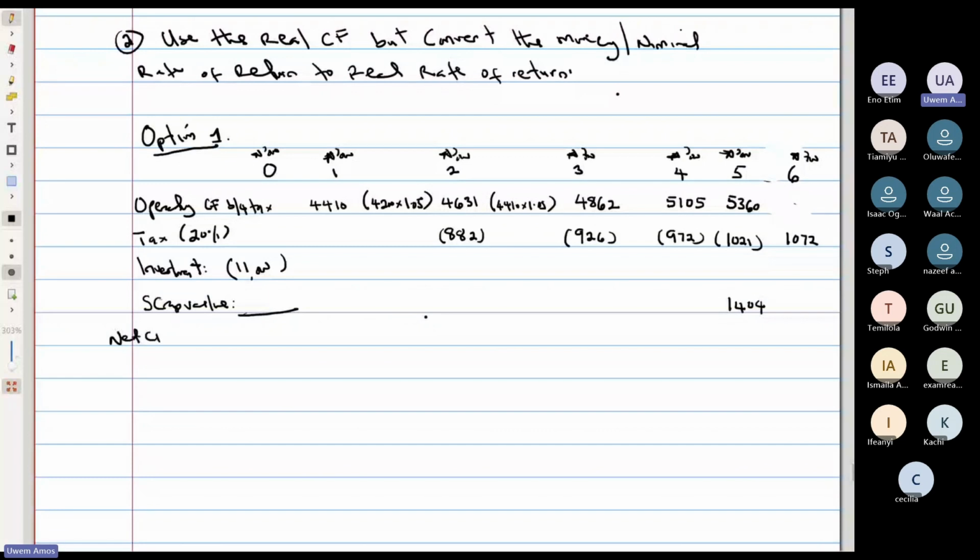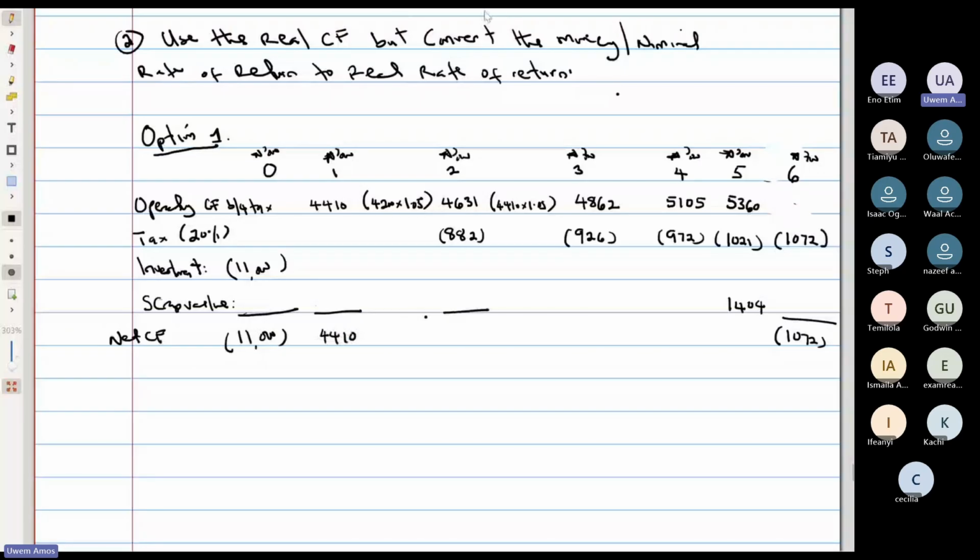So our net cash flow, this is 11 negative. Sorry, this is tax, so this should be negative for year 6 as well. So this is 1072. So those are the easier ones. There's no values under them. Okay, so there's another easy one here. There's no value under year 1 as well. So that is 4410. So those are nominal net cash flow.